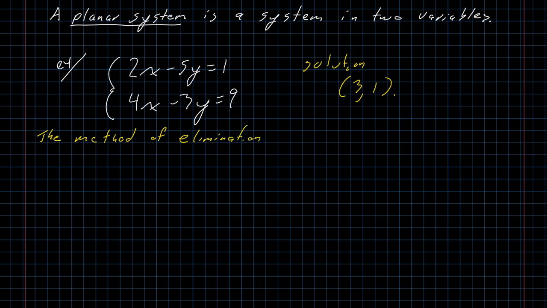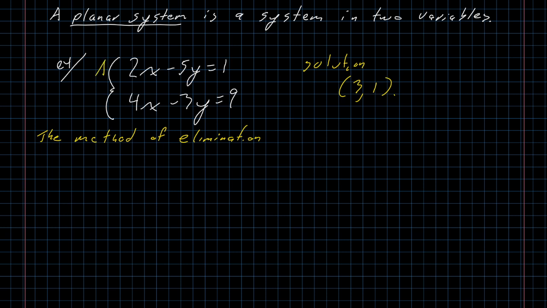The method of elimination is almost always the best approach when you have your equations given in standard form, like these ones are. And the way the method of elimination is going to work is we're going to look at the coefficients, and we're going to look for the least common multiple between one of the sets of coefficients.